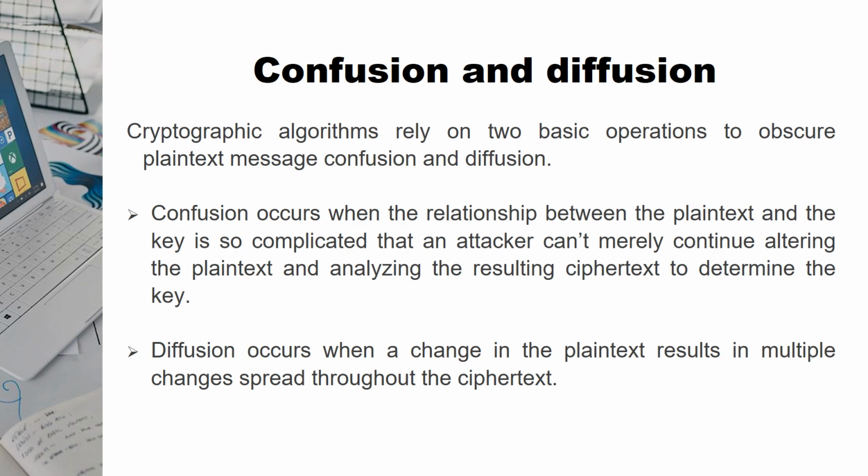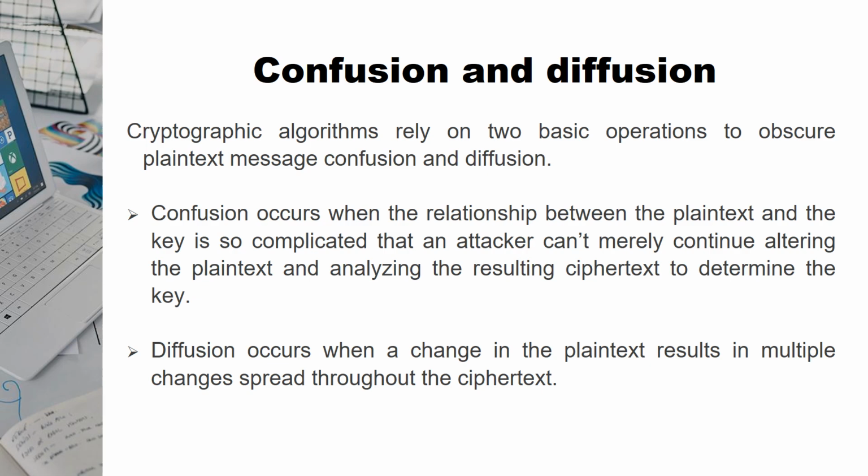We need to start by explaining confusion. This refers to the property of a cipher that obscures the relationship between the plain text, which is the original message, and the encryption key. The goal is to make it as complex as possible for an attacker to deduce the key, even if they can see how changes in the plain text affect the cipher text, which is the encrypted message. So we also need to see how it works.